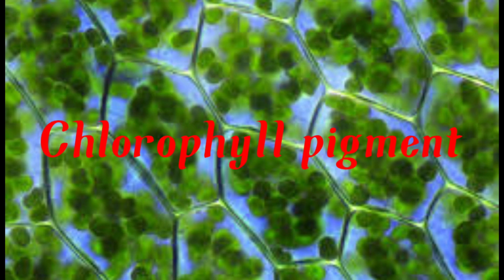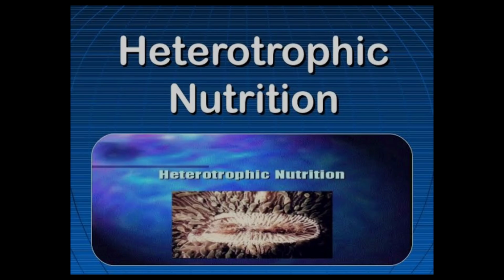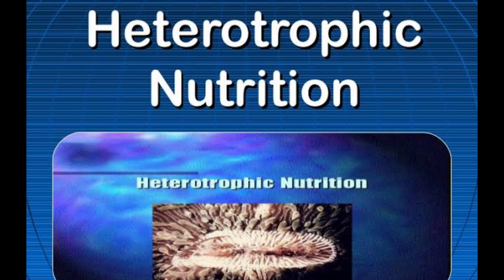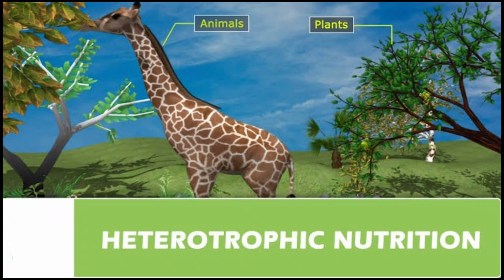The autotrophic organisms contain the green pigment called chlorophyll, which is capable of trapping sunlight energy. Next one is heterotrophic mode of nutrition. The word hetero means others and trophy means nutrition. Thus, heterotrophic means nutrition obtained from others.